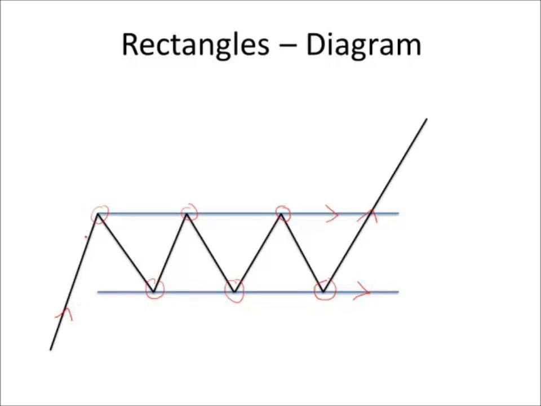We can also have a downwards continuation pattern. If the price started here and came down, for example, it would do the same thing and then carry on downwards here. So we can have up or down with a rectangle. Let's now go and look at an example.